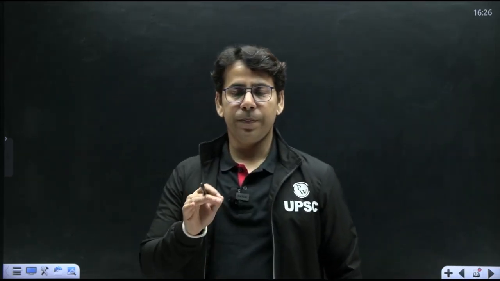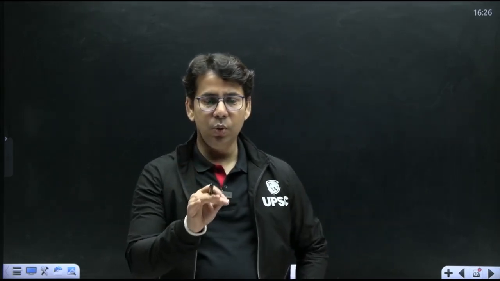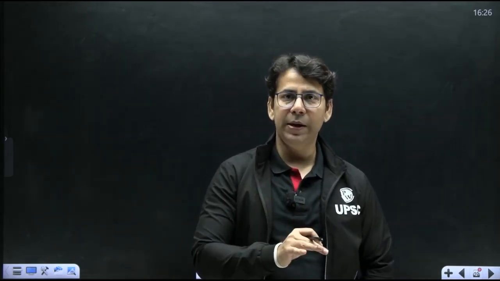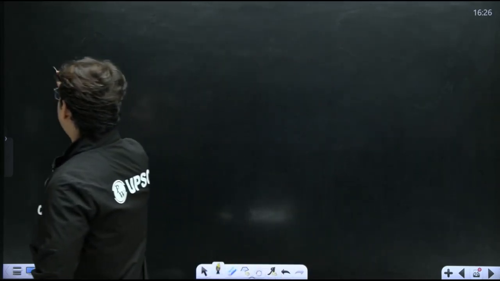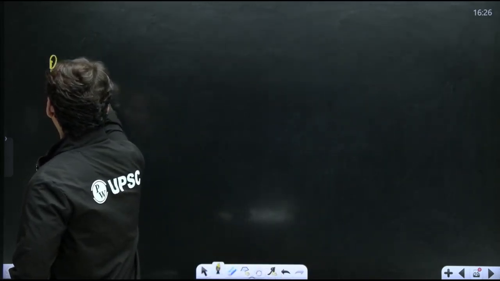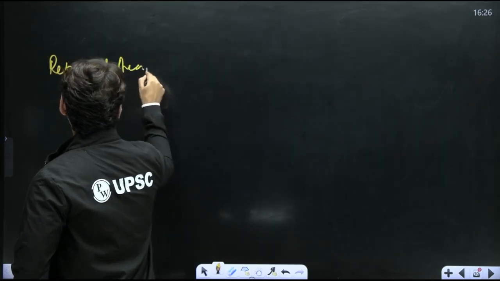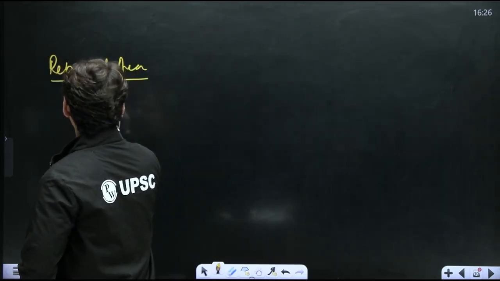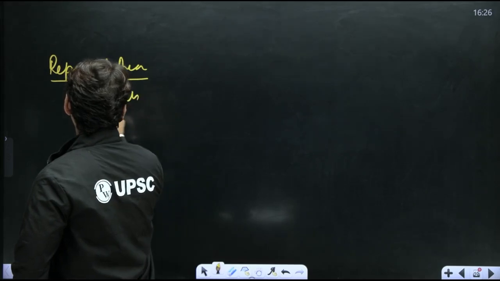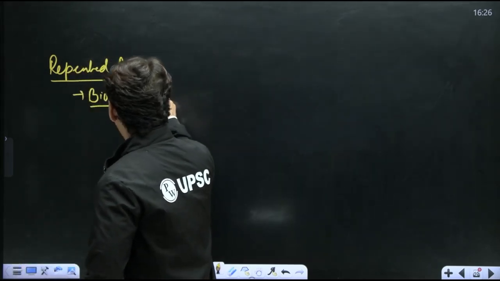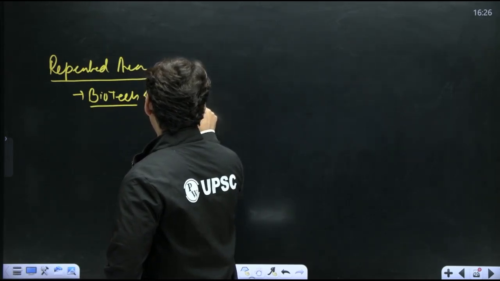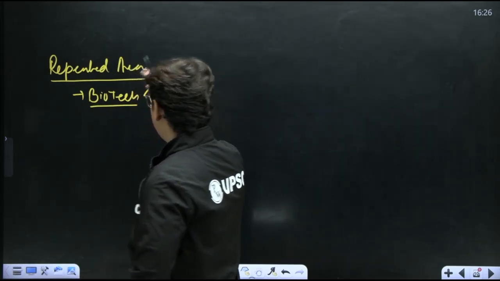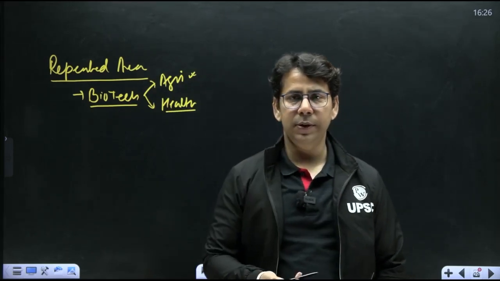Now the important thing is that, based on the PYQ analysis, there are some areas which are getting repeated, right? The areas which are getting repeated, like biotech. So biotech will have two things. One is agri and health. These two in biotech. Agri is a little more important. Obviously, health is also important.